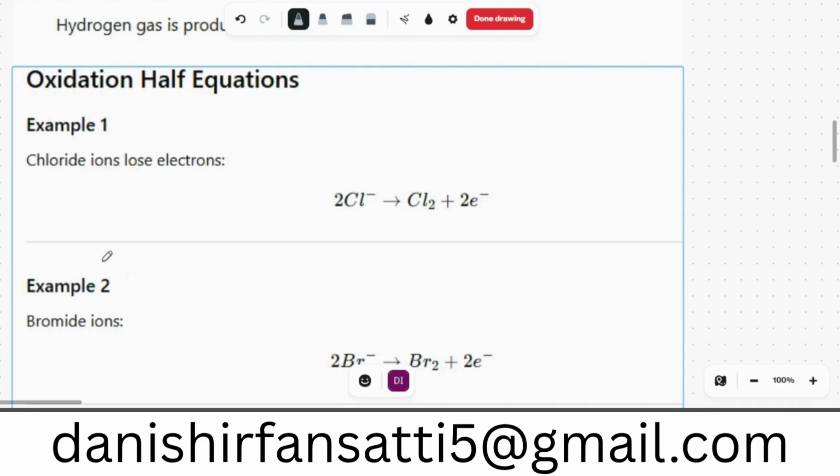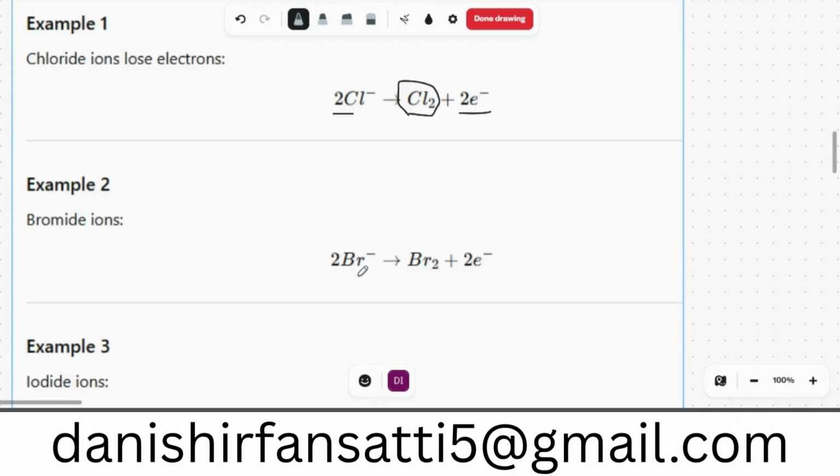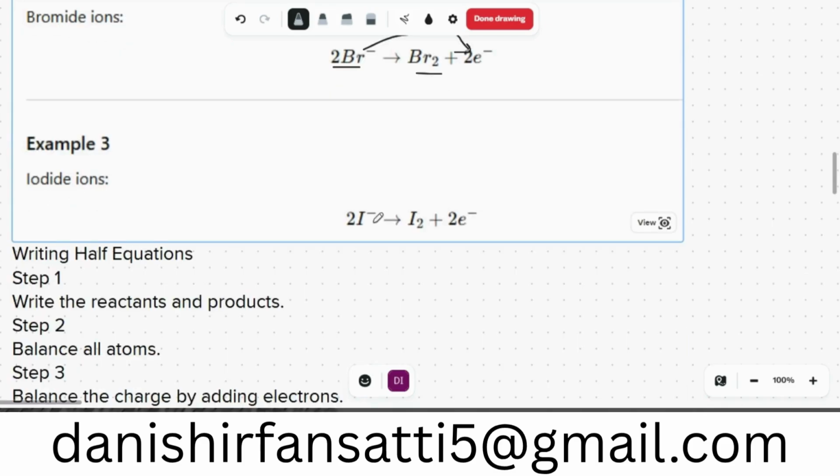For the oxidation half equation, chlorine has a minus one charge. There are two chlorides, so they will lose two electrons and give us Cl2 gas. Bromine has a minus one charge. There are two bromides, so two bromide ions make Br2 plus 2 electrons, one electron from each. Iodine: 2I- gives I2 plus 2 electrons.